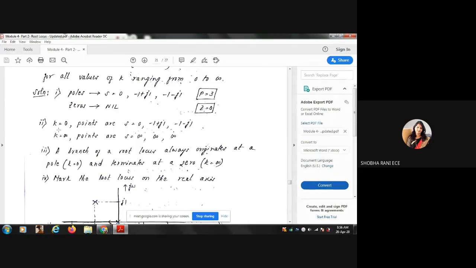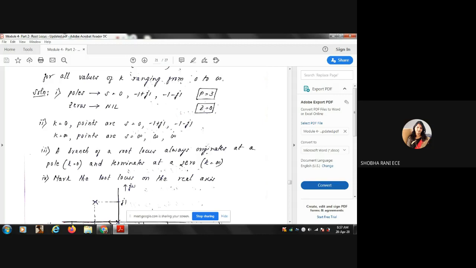When K is 0, the points are s equal to 0, minus 1 plus j1, minus 1 minus j1. These are the points where the root locus will originate. And when K is equal to infinity, the root locus will terminate at the zeros. Since we don't have any finite zeros here, the root locus will terminate at infinity. So I've written s equal to infinity, infinity, infinity.